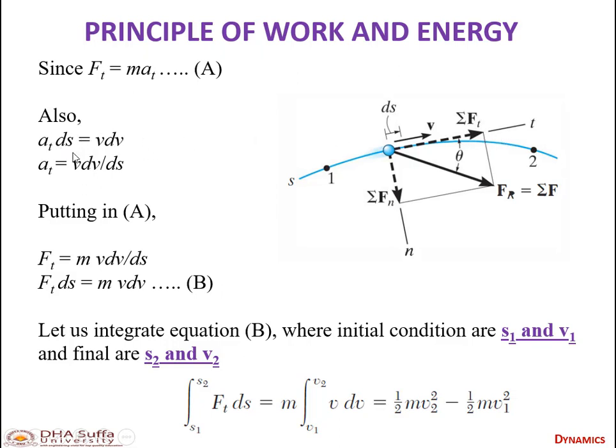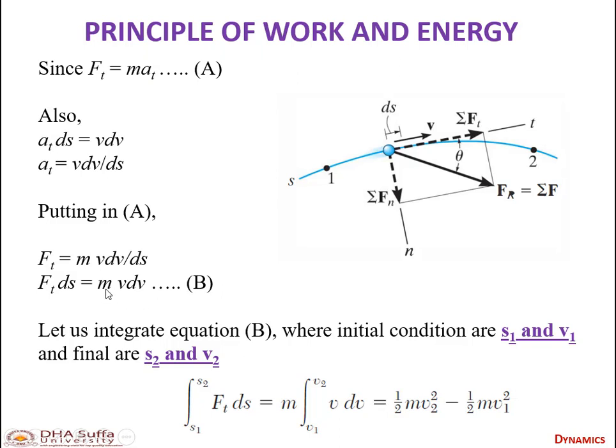We know that at ds equals v dv, where ds is the displacement and v dv is the velocity and differential velocity. By moving ds to one side, we have at equals v dv upon ds, right? So if we replace this at into equation number 1a, f equals m times acceleration at, Ft equals m times at. So we have at here, and we simply replace it in equation number 1a.